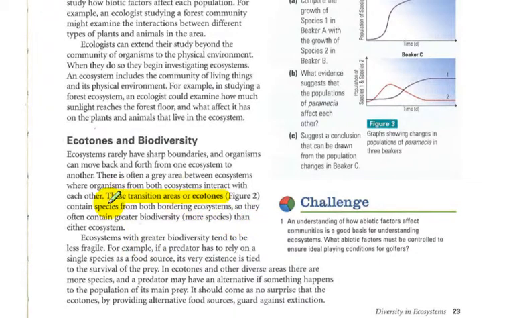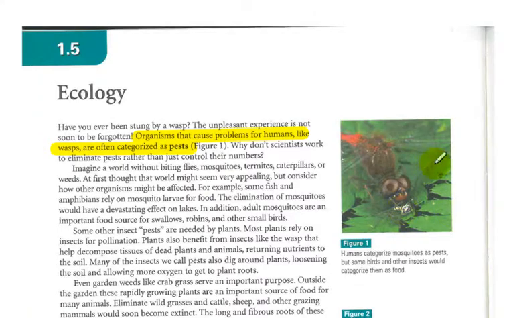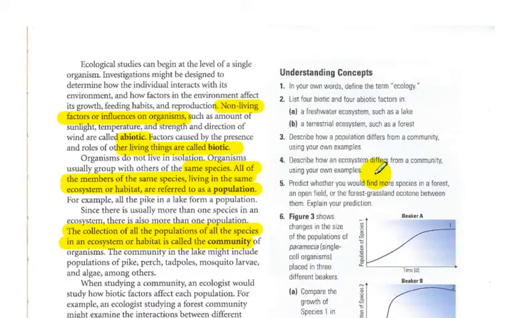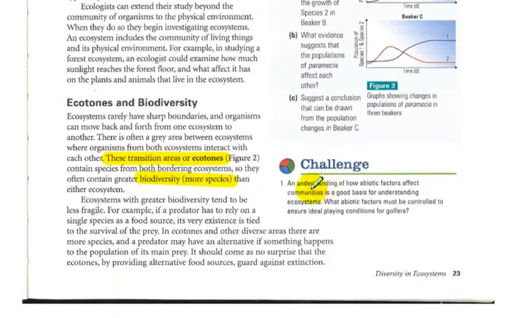And of course it says here, since that area will contain species from both of the systems, they often contain a greater biodiversity. And by biodiversity we mean what types of species, how many, and the type of species. So we'd have the most species in that area because it would have species from both the pond area and the field area intermingling together. So the greater biodiversity, the greater number and difference of species.